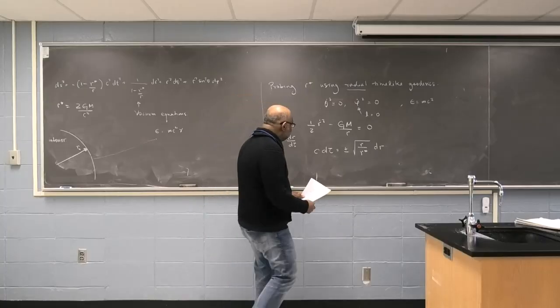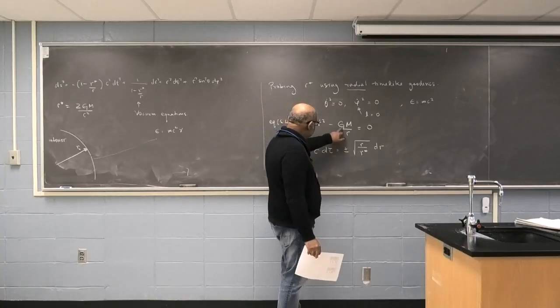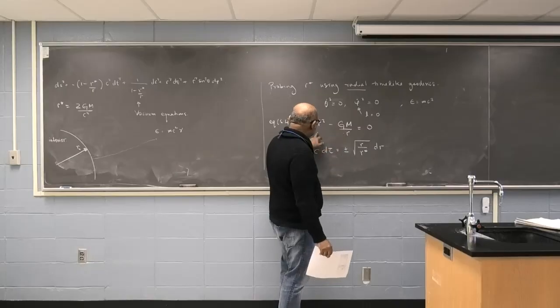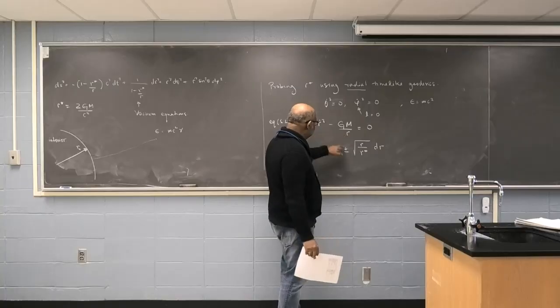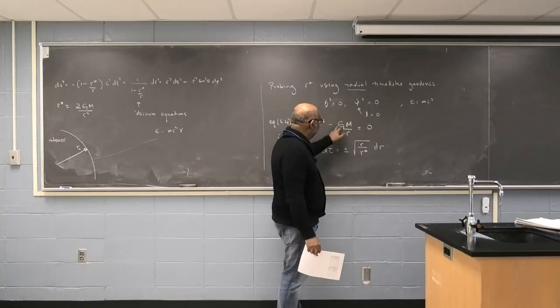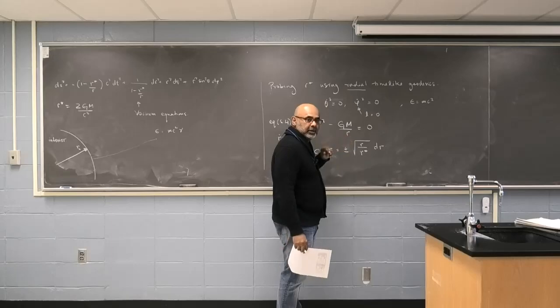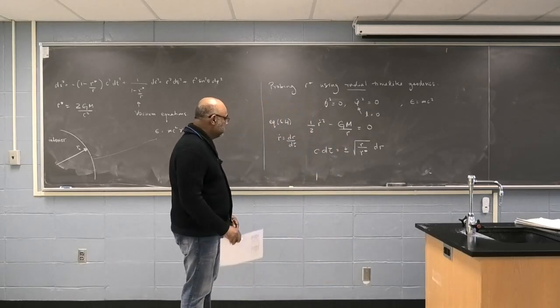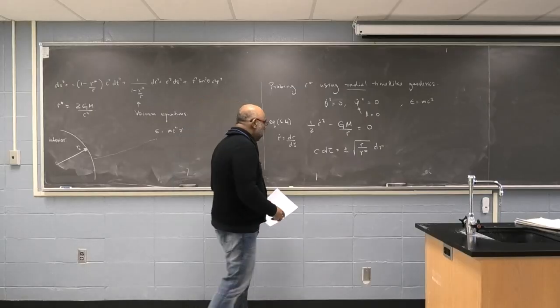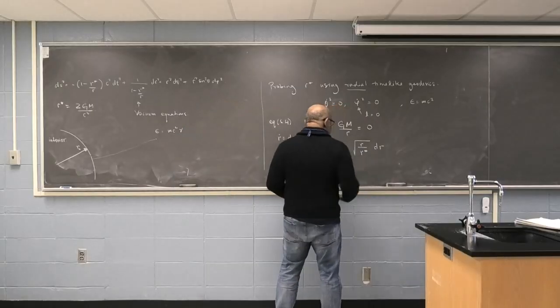Yeah. The reason it is C is because if I were to create a C over here, I would put a C over here, C squared, and then I'm taking the square root. So remember, 2gm over C squared is what R star is. And the 2 comes from here. Again, this is easy to verify. So then what I'm going to do is integrate this equation.